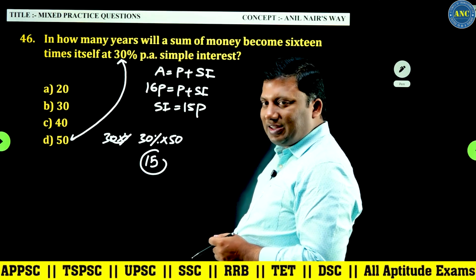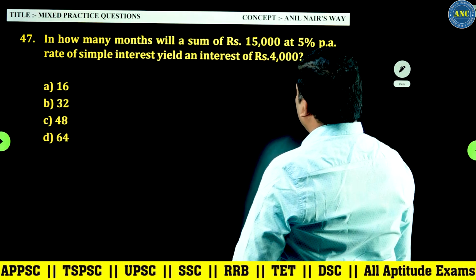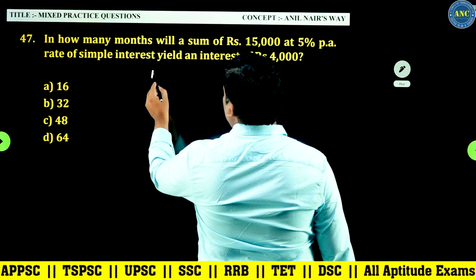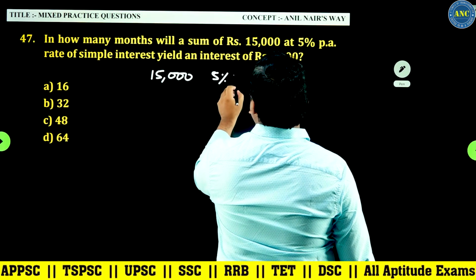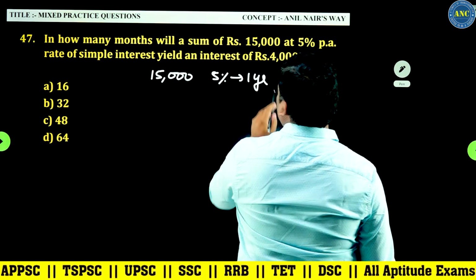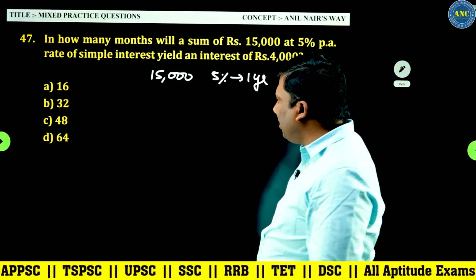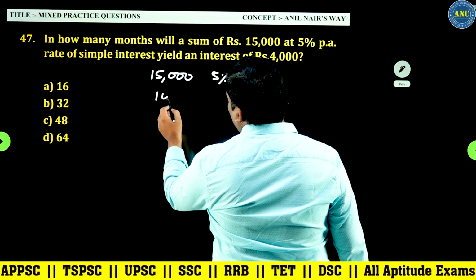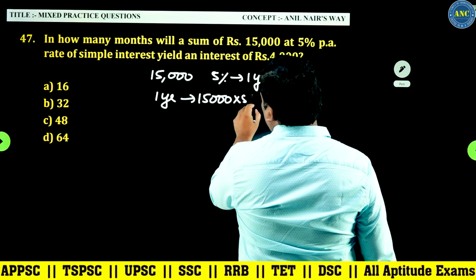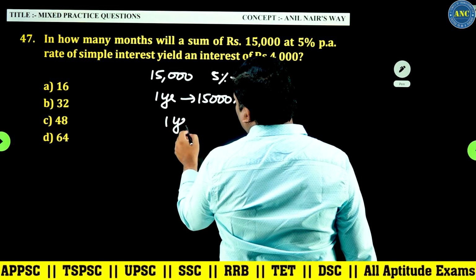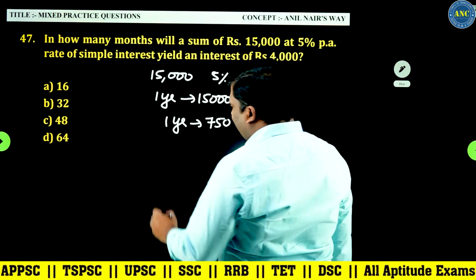In how many months will a sum of money, 15,000, become 19,000? 15,000 is the sum, at 5% per annum. That means after 1 year, what will be the interest? 15,000 into 5%. After 1 year it is 750.